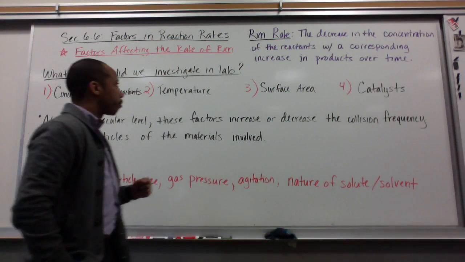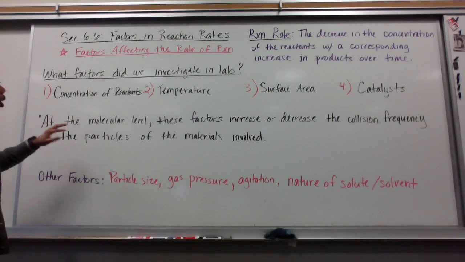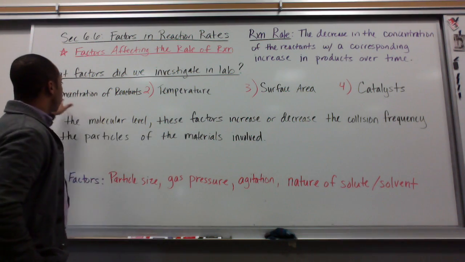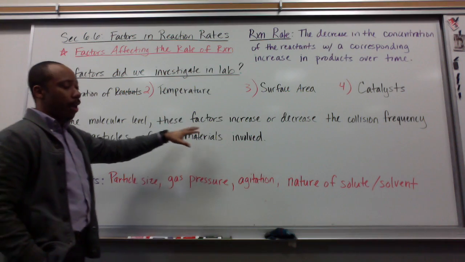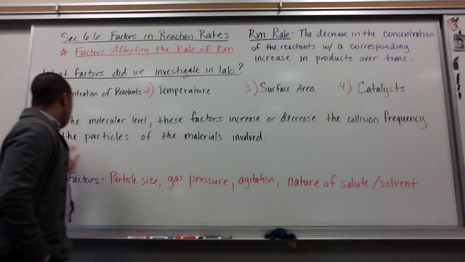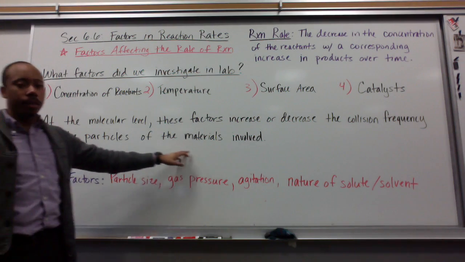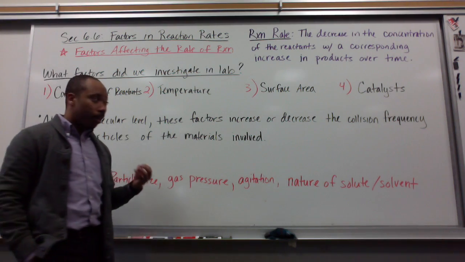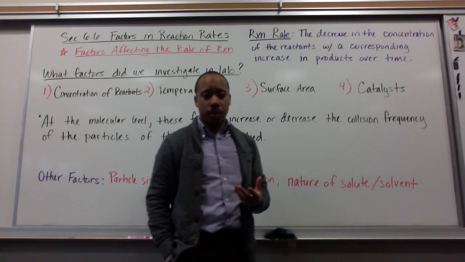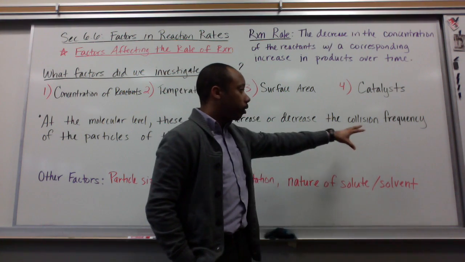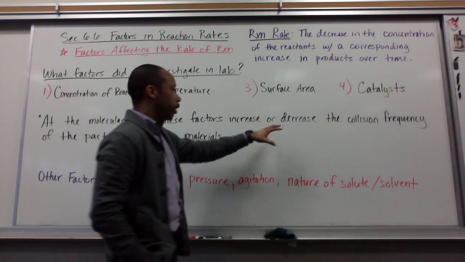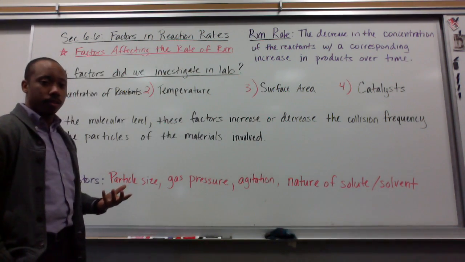Hydrogen peroxide. Now, all on the molecular level, these factors above, 1 through 4, either increase or decrease the collision frequency of the particles of the material that we're talking about. And remember, collisions are when chemical reactions actually happen. So frequency, the rate at which collisions happen, will increase or decrease the rate of our reactions.